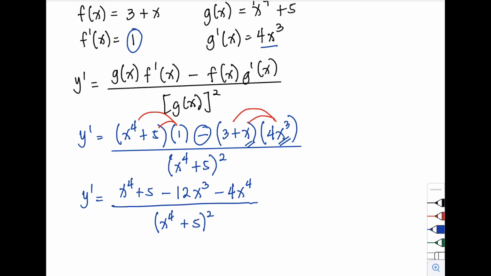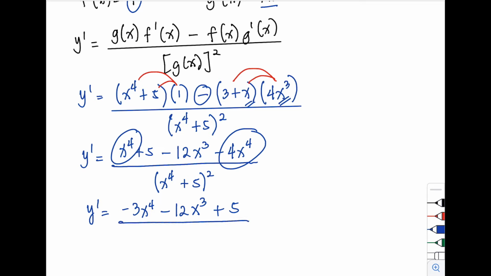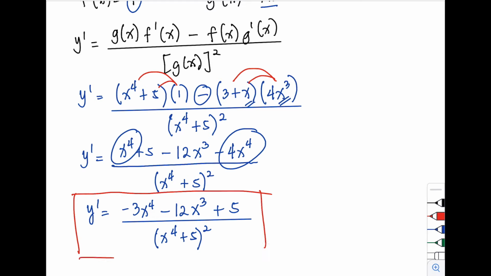Then, dun sa numerator natin, guys, just combine similar terms. So, ang similar terms natin dyan is yung x raised to 4 minus 4x raised to 4, that is negative 3x raised to 4. Then, minus 12x cubed plus 5. Tama? All over, we have x raised to 4 plus 5 square. So, ito na ngayon guys, yung ating derivative ng ating given function.